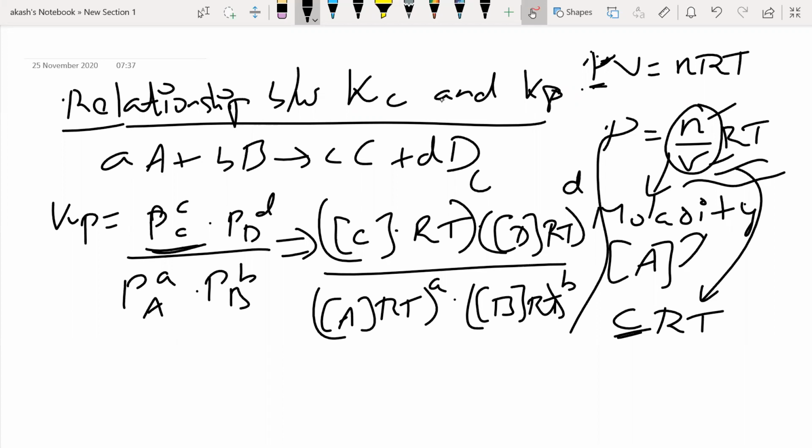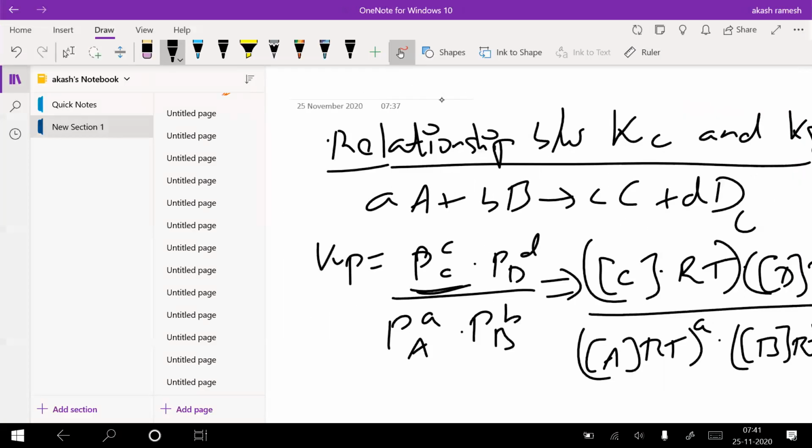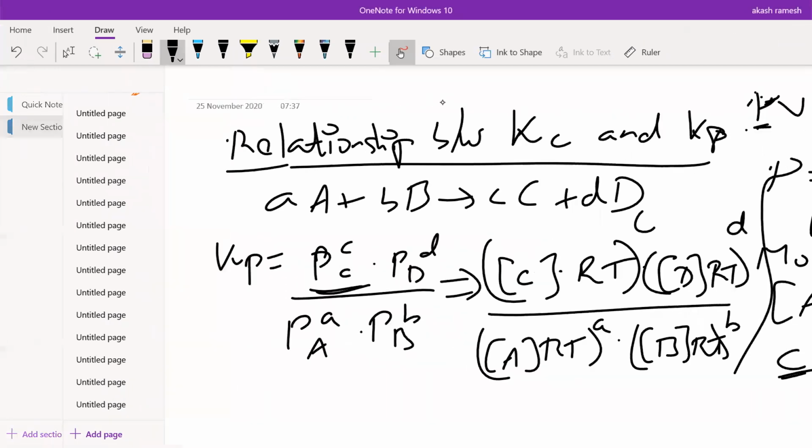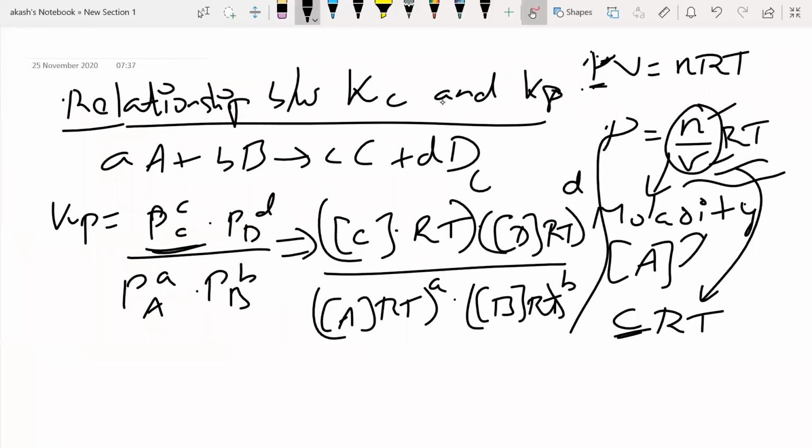I want everybody to give me a yes in the chat or unmute yourself. Sir, could you again just repeat how we substituted the A, B, C in place of molarity? Sure. So all these here are partial pressures, PA, PB, PC. We are writing the KP equation for this particular reaction. This is understood. This is easy, right?